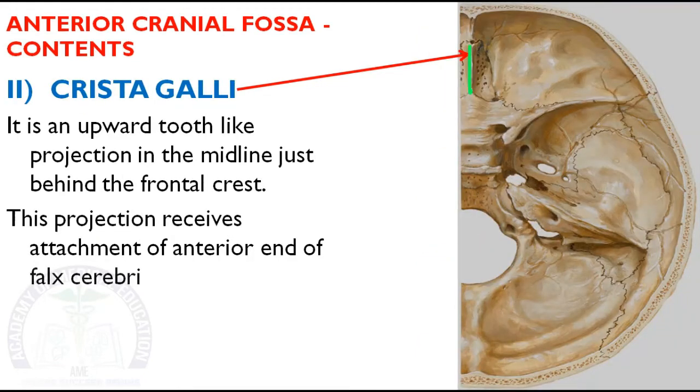Next is the crista galli. Crista galli is an upward tooth-like projection in the midline just behind the frontal crest. So this is the frontal crest, and this one is the crista galli. This projection also receives the attachment of the anterior end of the falx cerebri.